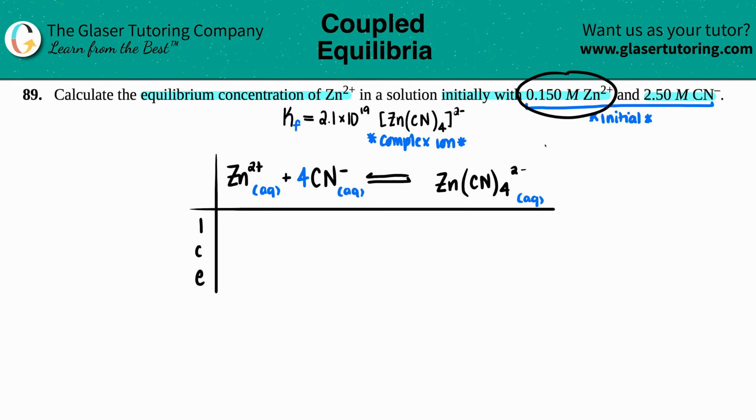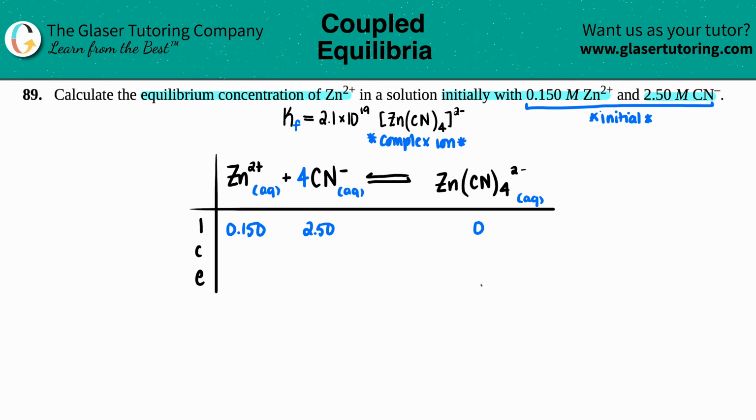Initially, we have the 0.150 molar of Zn2+, so that's going for this one. 0.150 molarity for the Zn2+, and they told us that the total molarity for the CN- was 2.50. Do not multiply it by 4. Whatever number they gave you, that's what you have to start with. So 2.50. Okay. And just making sure I wrote down the numbers correctly. Yep. And they didn't say that I started off with any complex ion, so I'm going to label this as 0.